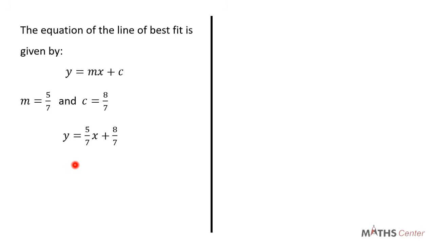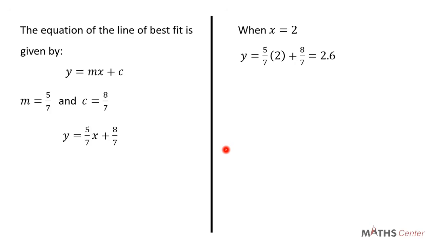plot it. Okay, so here I'm going to choose x is equal to 2. Then I will substitute it into the equation to get the corresponding y value. The equation is y is equal to 5 divided by 7x plus 8 divided by 7. So when x is equal to 2, y will be equal to 5 divided by 7 times 2 plus 8 divided by 7. And this gives us 2.6.